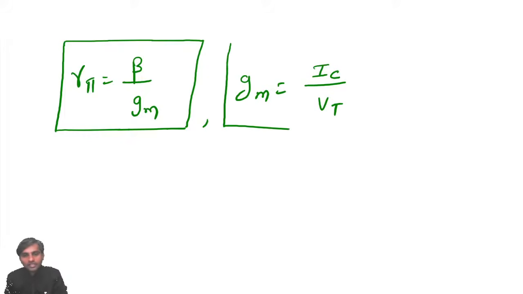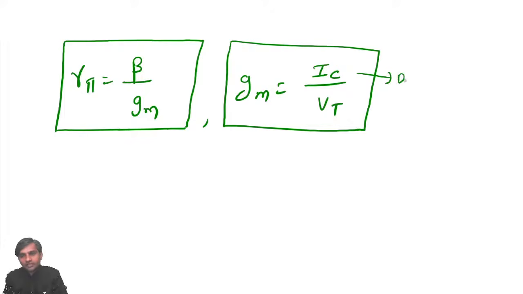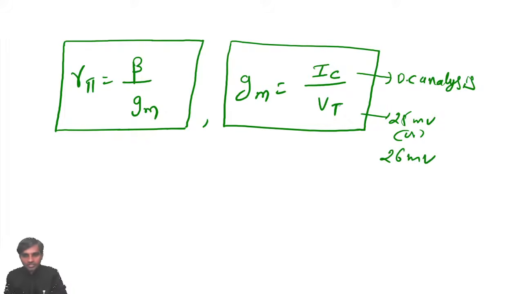So how will you calculate the IC current? Very simple, by using DC analysis. By using DC analysis, you can calculate the value of IC. So we will be knowing VT. Generally, VT will be 25 millivolts, or somebody may say it's going to be 26 millivolts. So this is going to be constant. Now you can calculate the value of IC very easily, or if it is given, you can calculate GM.